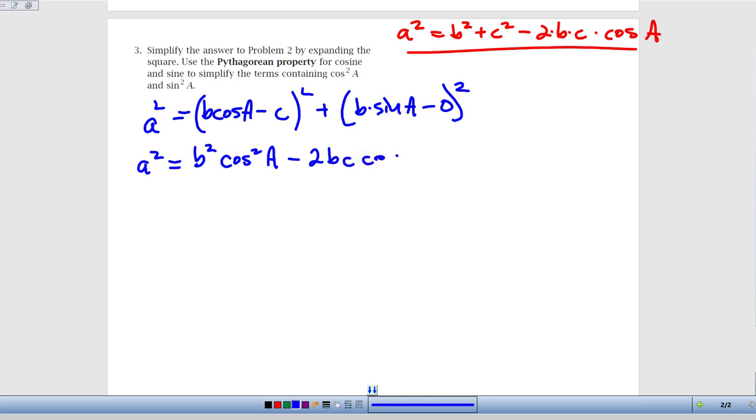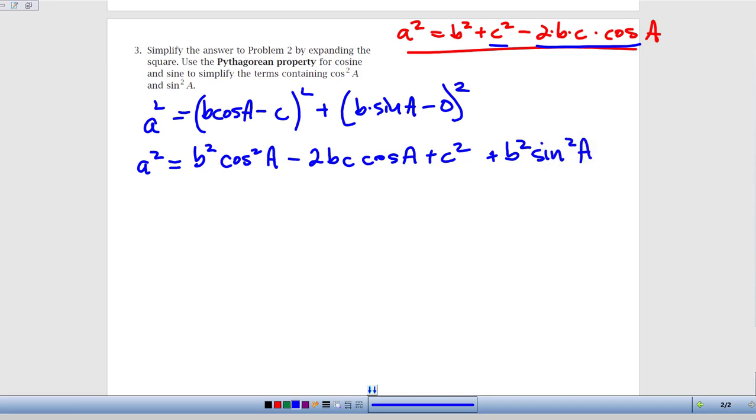2bc cosine of A. And so we can already see an element of our law of cosines appearing right there. And then finally, to finish out the FOIL, we've got negative c times a negative c, which gives us a plus c squared. So there's another element of our final answer that we're looking for. We still have to square the second part of the equation. So we've got the b sine of A minus 0, which is just b sine of A. So fortunately, we don't have to do any full FOIL there. We just have to square b times the sine of A. So b times the sine of A times b times the sine of A is b squared sine squared A.